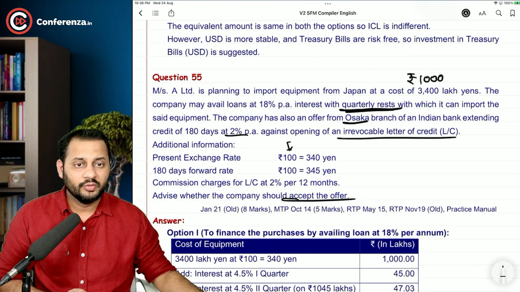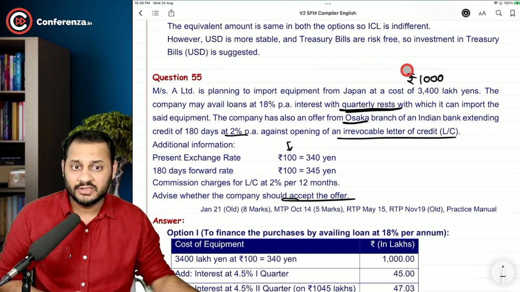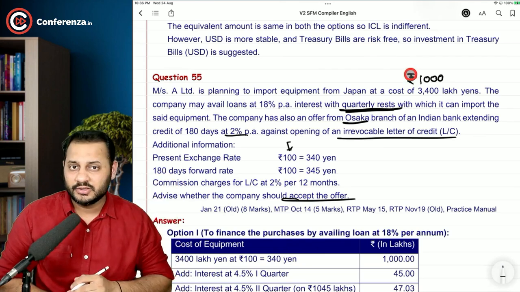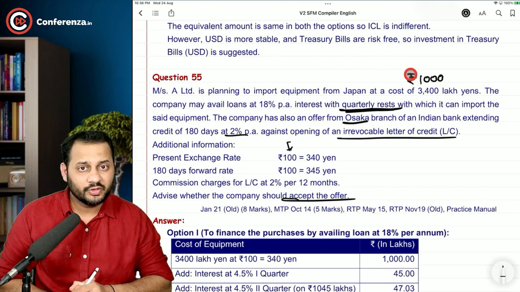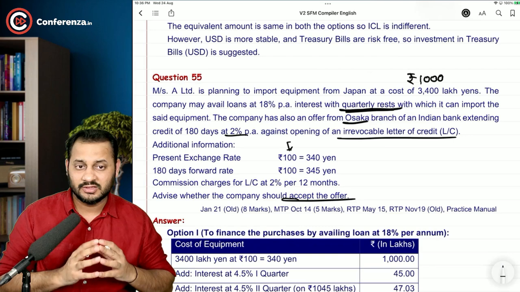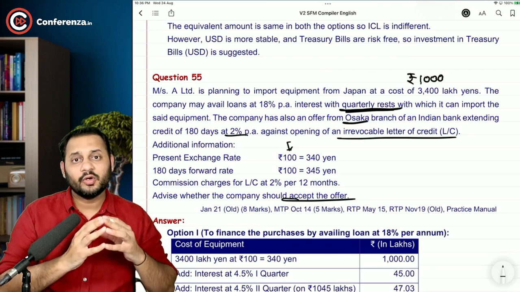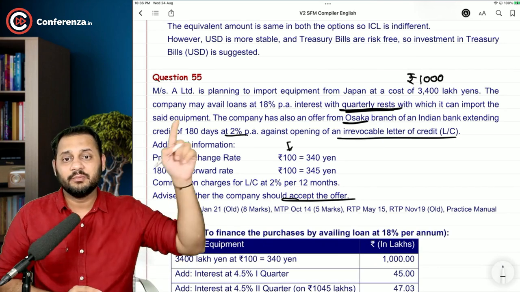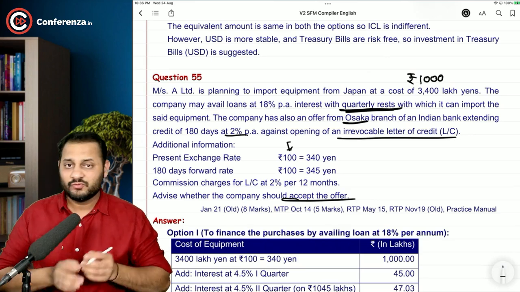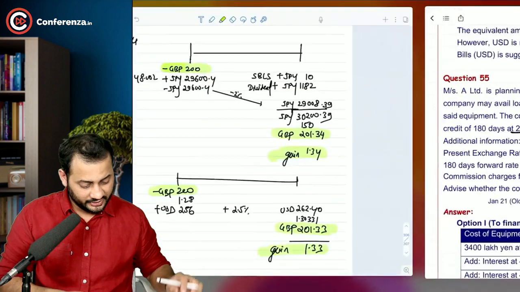But in order to sell 1000 lakh rupees, we will have to borrow this much. So the borrowing in rupees is 1000 lakhs. How much are you going to borrow today? 1000 lakh rupees. And you are going to pay interest on that at 18% per annum. So 18 divided by 4 means 4.5% per quarter, with quarterly rest. So understand.